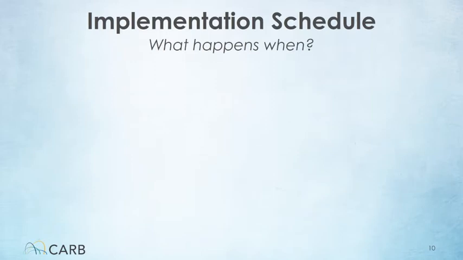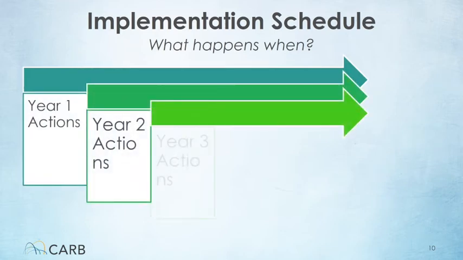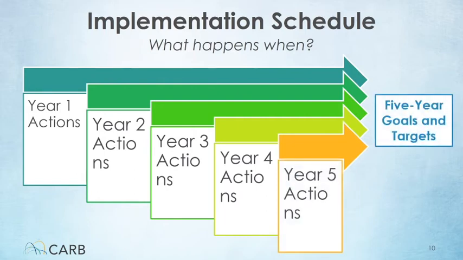After selecting a set of strategies, a Community Emissions Reduction Program needs to include an implementation schedule that pulls all these pieces together and defines a timeline. The implementation schedule should include actions for each year of the emissions reduction program that combined achieve the goals and targets in the 5-year time frame.